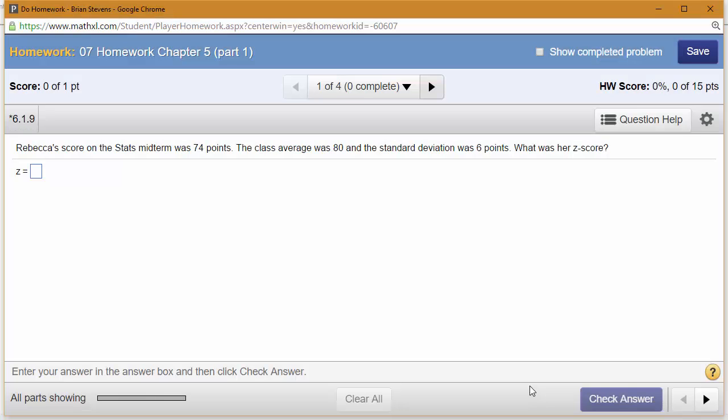The first problem is going over the concept of a z-score. We see that Rebecca scored a 74 on her stats midterm, where the class average was an 80 and there was a standard deviation of 6. To find a z-score, we need to figure out how many standard deviations the observation is above or below the mean. So we can do this on the calculator.